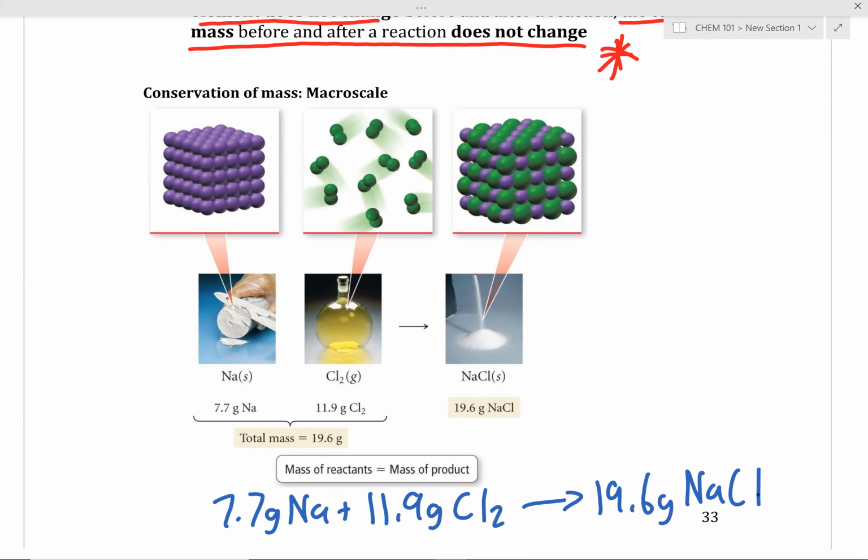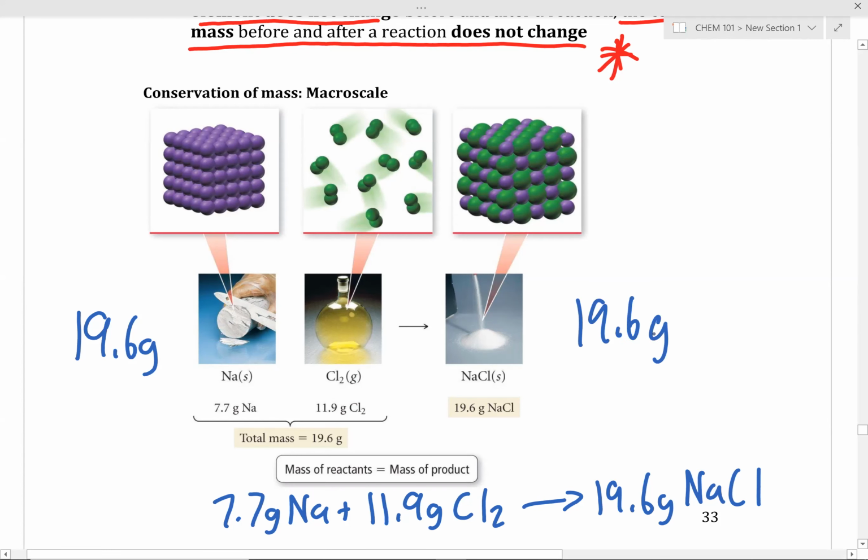So if you mix this sodium solid and chlorine gas in a sealed container, and you record the mass before they react, our initial mass is 19.6 grams. Following the idea of conservation of mass, what total mass will we have at the end of this reaction? Yep, 19.6. The mass before and after the reaction does not change. Mass is conserved. And that's because all of these atoms that react, the total number of atoms does not change before and after a reaction.